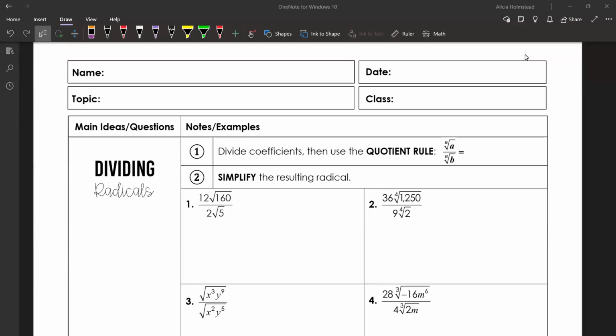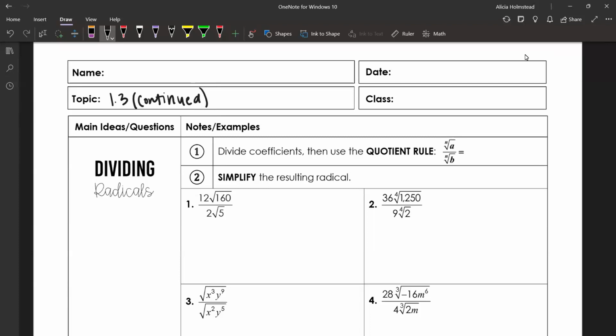This is the second half of the 1.3 notes. So this is like 1.3 continued. You could think of it as 1.3b. We're going to talk about dividing radicals in this lesson.